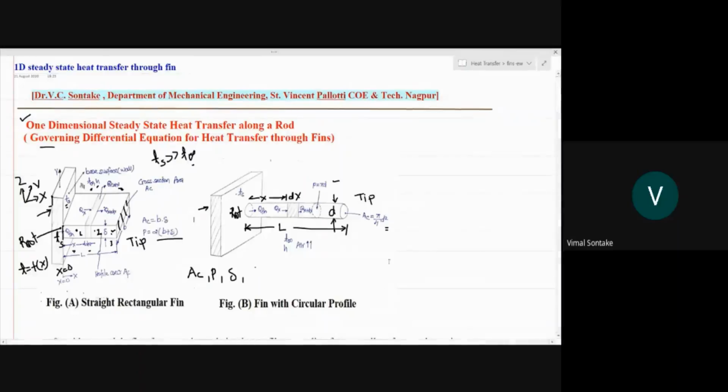So we were discussing one-dimensional steady-state heat transfer along a rod, that is extended surfaces, also called fins. So far we have derived the governing differential equation for this condition, for uniform cross-sectional area fins in the form of straight rectangular fin and circular profile fin.